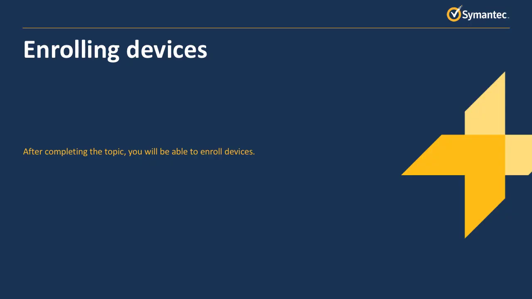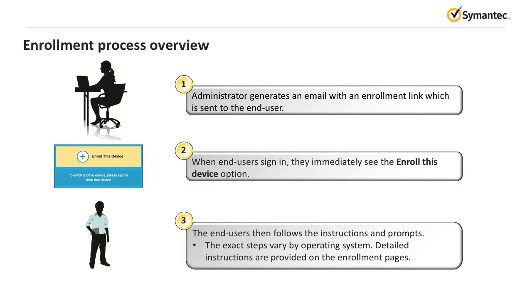This is the Enrolling Devices topic. After completing the topic, you will be able to enroll devices. To enroll a device as an administrator, on the device, use a supported browser to sign into SEP Cloud. Navigate to Groups, Users, and Devices. Select the plus icon and select Enroll this device.